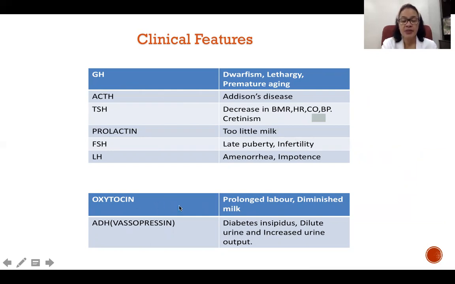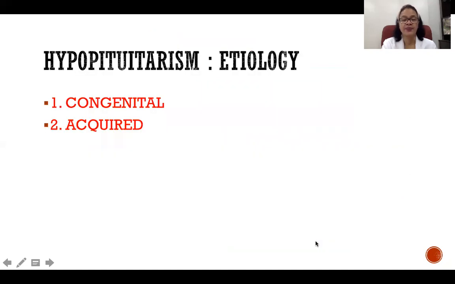Whereas in the posterior pituitary, the oxytocin can manifest as prolonged labor or diminished milk production. And when there's a problem with vasopressin, there might be manifestations of diabetes insipidus. The urine might be very diluted, and then coupled with polyuria.